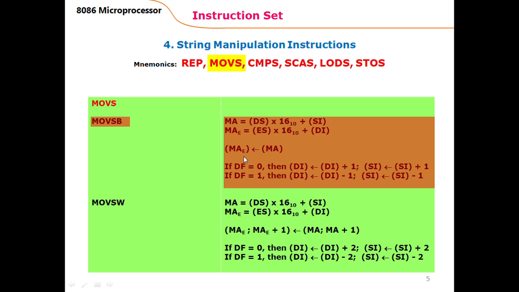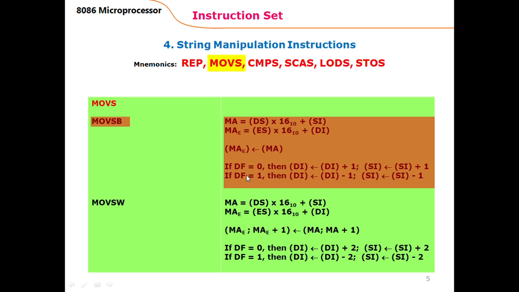And as I said earlier, the direction flag is also important. If the direction flag is 0 while this instruction is being executed, then the DI and SI are incremented by 1 because a single byte has been transferred. This B denotes that single byte data is transferred. So the microprocessor knows that a single byte has been transferred, and the source index and destination index registers are incremented to point to the next locations in the two segments.